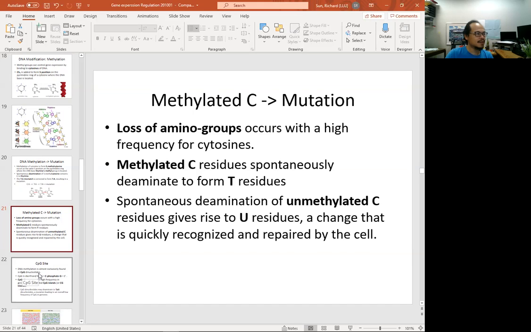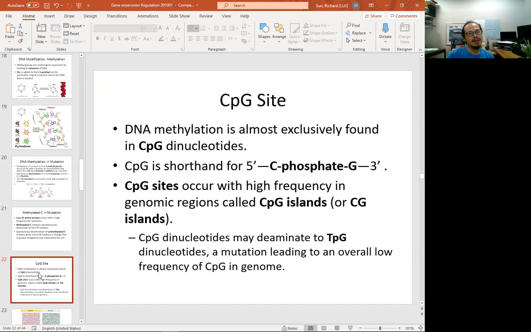So that's that. Now, another important concept about DNA methylation or cytosine methylation is that we see a lot of this methylation happens in a specific location. This is called a CpG site. So this CpG site is the DNA code.